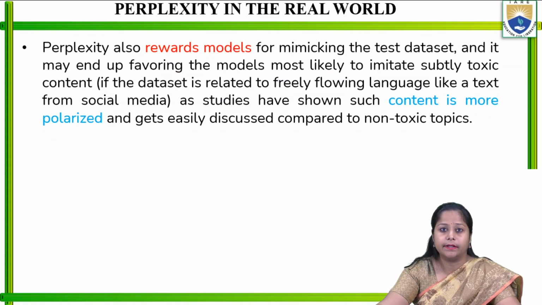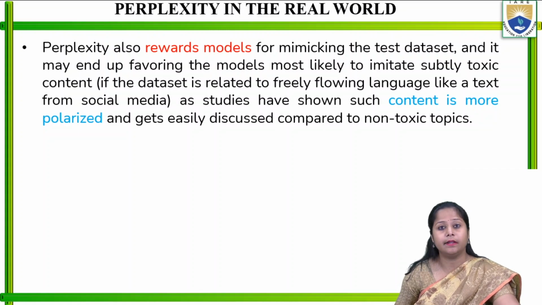imitate subtly toxic content. If the dataset is related to freely flowing language, like text from social media, which is unpredictable data, that is called toxic content, since it gives us freely flowing language. It studies content that is more polarized, where the content can have different polarities for each sentence. That is more easily discussed compared to non-toxic topics. So that is perplexity in the real world.